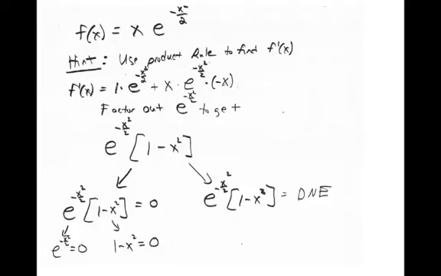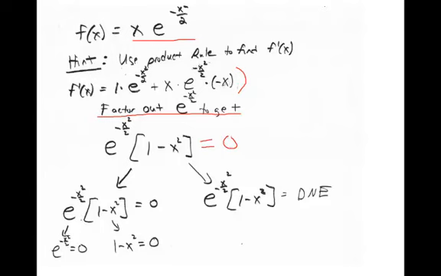The hint for the third problem has to do with how we solve this derivative. We have f of x equals x times e to the negative x squared over 2. We're going to use the product rule to take the derivative. And the hint for you is this: factor out e to the negative x squared over 2. That's going to be a common factor. The reason we factor it out is because we are going to set the derivative equal to 0, and also find where it does not exist.